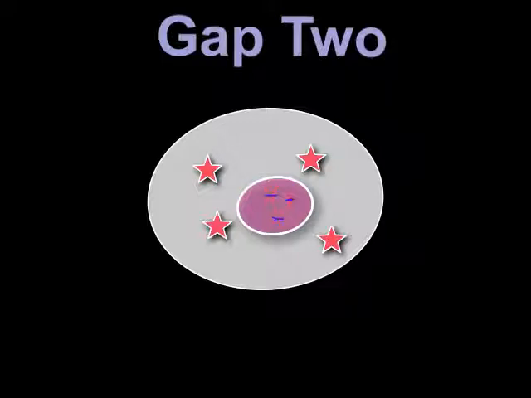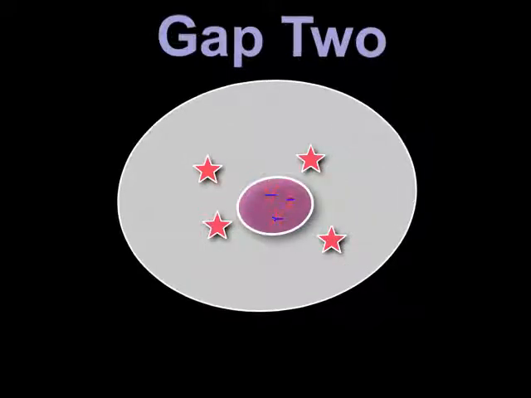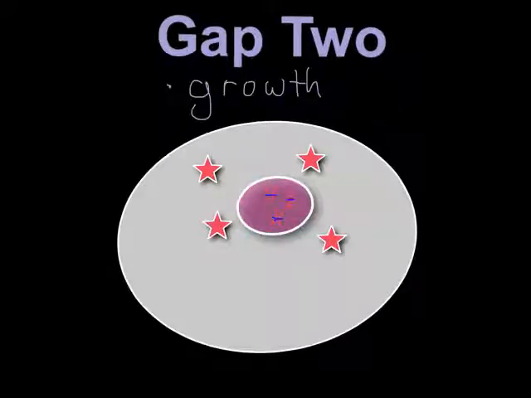During gap 2, the same exact goal of gap 1 is occurring. The cell grows in preparation for cell division so that the new cell is going to be big enough to function. All right, this one's pretty simple. Easy way to remember it: gap, grow. In both gap 1 and gap 2, the cell's growing. GG. So the G's are growth.